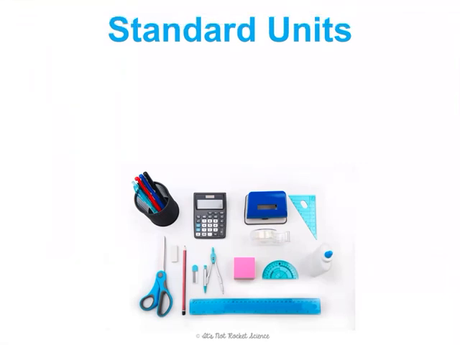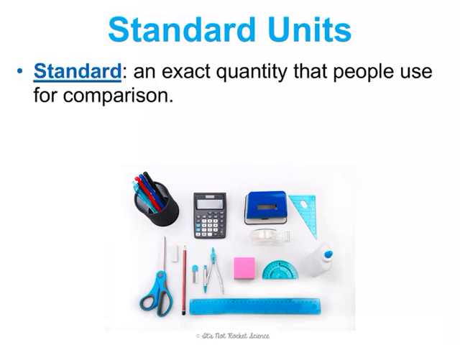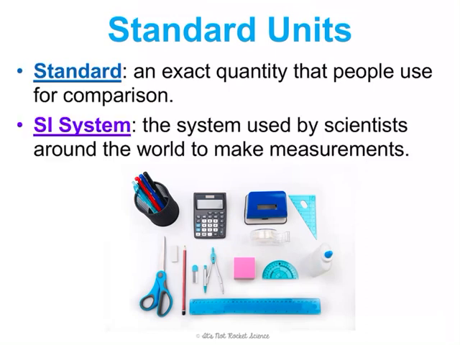All right, so standard units. A standard is an exact quantity that people use for comparison, right? So we have to have kind of a standard or something to go by in order to make comparisons. So the SI unit system is a system that's used by scientists around the world to make measurements, right? It's also more commonly known as the metric system.